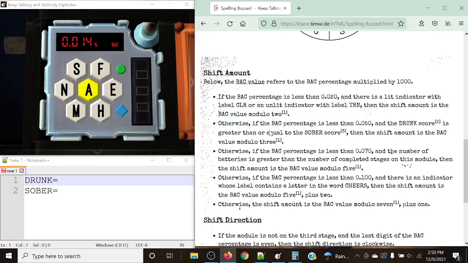So, next rule, if the BAC percentage is less than 0.05, that is also true. And the drunk score, here we go. The drunk score is greater than or equal to the sober score. Let's find out.